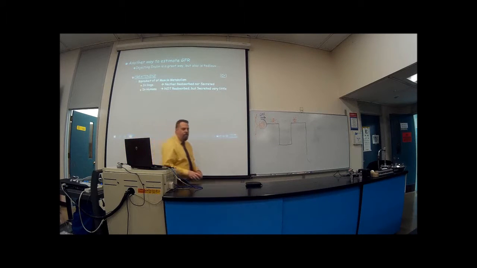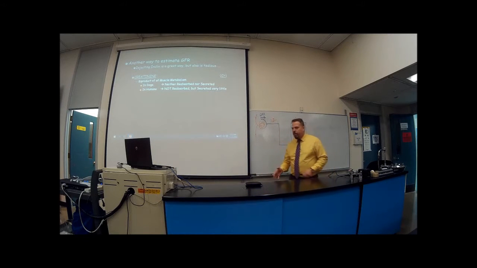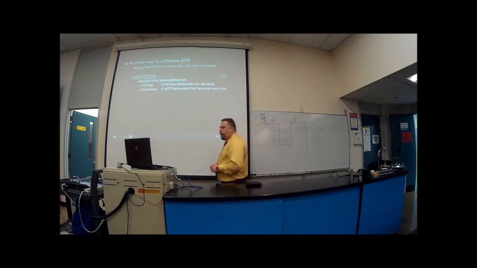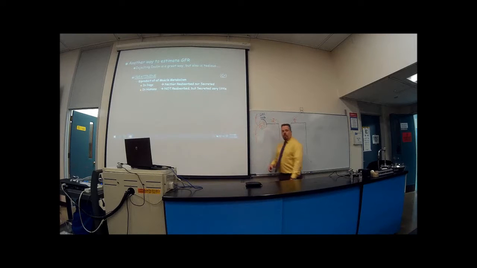Creatinine is a byproduct of muscle metabolism that all humans have. It just comes out. Now in dogs, it's neither reabsorbed nor secreted. So in dogs, it's perfect. Creatinine comes into here, 100% it comes into here, and 100% will actually go out here. Perfect for dogs, but we're not dogs. In humans, it's not reabsorbed, but very little does get secreted. So it's not going to be the best, but it's pretty darn close.